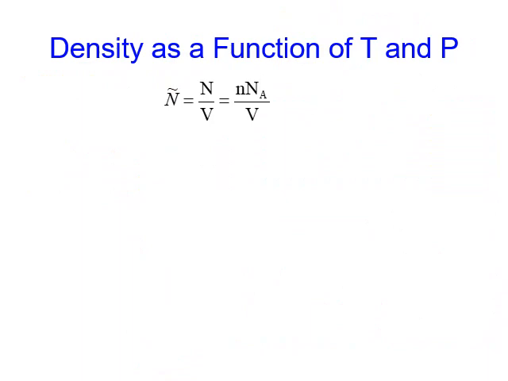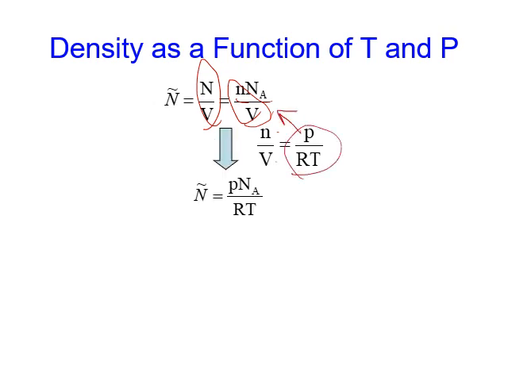So let's calculate the number density. Number density is calculated by the total number of molecules divided by the volume. And the total number of molecules is the moles times Avogadro's number. And N divided by V can be calculated using the ideal gas law. So PV equals nRT, so n over V is P divided by RT. So plugging in here, we have number density equals pressure times Avogadro's number divided by RT.